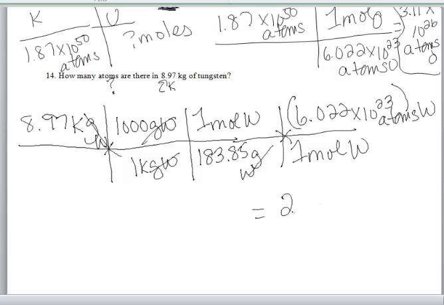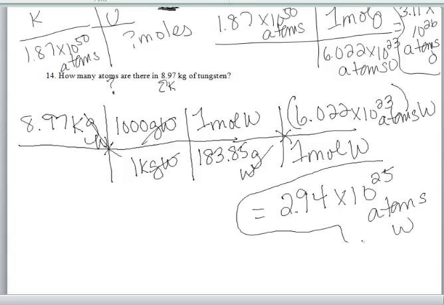What I should get is 2.94 times 10 to the 25th atoms of tungsten.